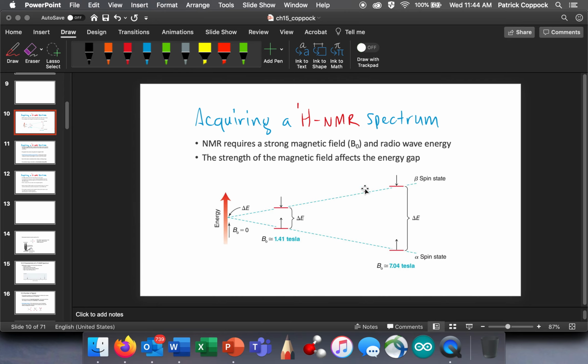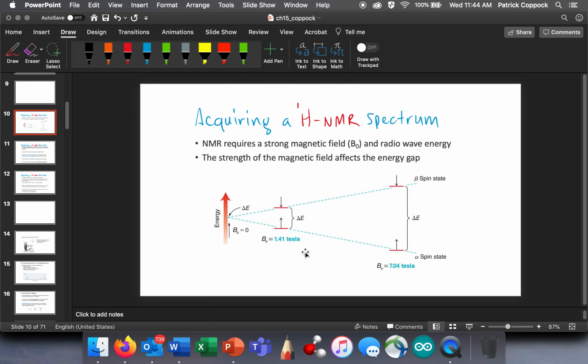So we're going to talk now about acquiring. How do we get an NMR spectrum? This is proton NMR spectroscopy we're interested in. Okay, so NMR requires a strong magnetic field, which we said before in previous conversations. The strength of the magnetic field affects the energy gap, right? So if we've got some energy gap between the alpha spin state and the beta spin state, some energy difference between those two, that corresponds to a field that will have this difference in energy, all right?